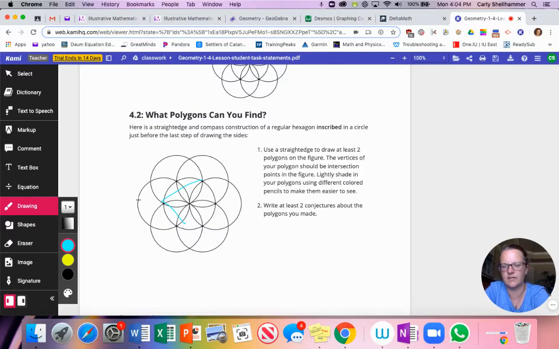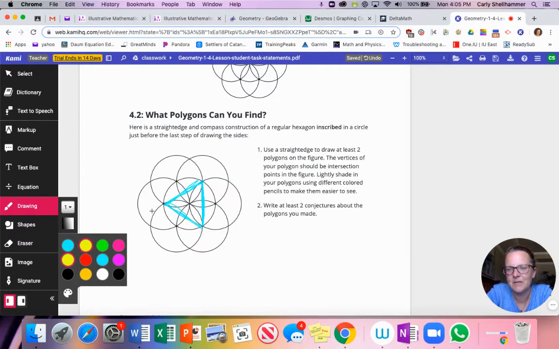Nope, undo. I figured this out. Control-Z. I drew that. And what's really cool is if these are all the same size circles, that means from here to here is a radius of a circle, and from here to here is a radius of a circle. So this is a measurement, and then we have a radius and a radius, equal measurements. So we made an equilateral triangle here. What else can we see?